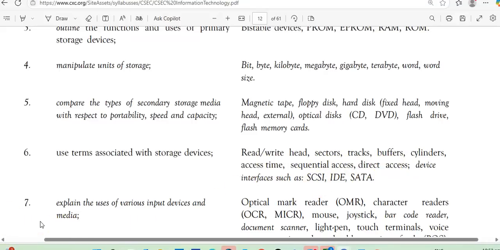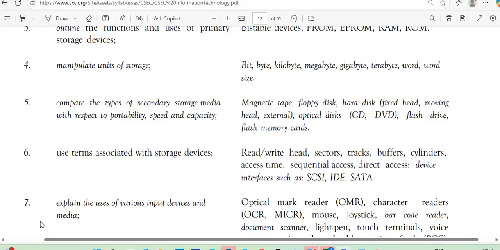Now students, can you remember what the read-write head is? Well, the read-write head is a component of a hard disk drive that reads and writes data to the disk. It floats above the disk surface using magnetic fields to detect and record data. Sectors. What are sectors?